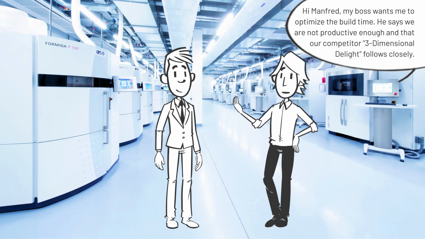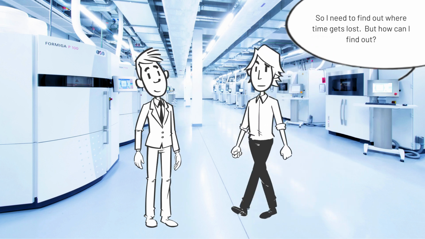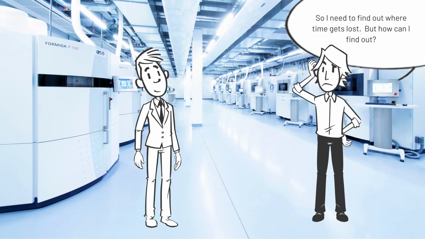My boss wants me to optimize the build time. He says we are not productive enough and that our competitor, Three-Dimensional Delight, follows closely, so I need to find out where time gets lost. But how can I find out?